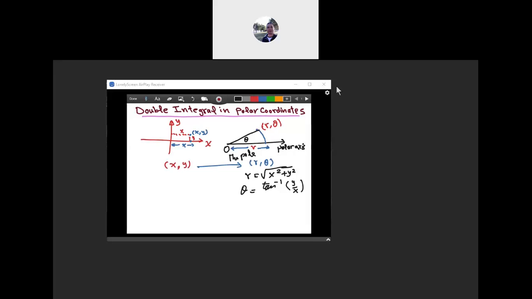Okay. If I have the opposite, if I'm moving from r and theta and I would like to have x and y, then x is equal to r cosine theta and y is equal to r sine theta. This is the relation between the polar coordinates and the Cartesian coordinates. So I can move from Cartesian to polar, and from polar to Cartesian. That's fine.